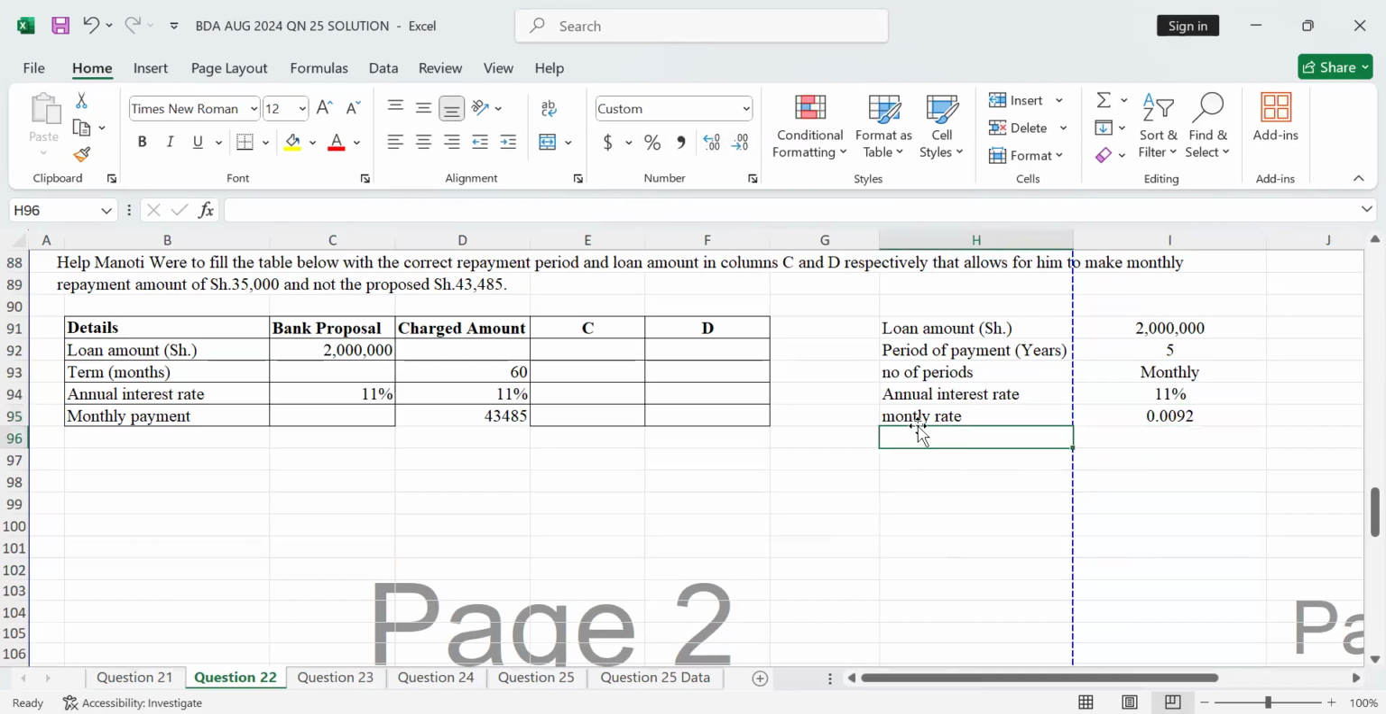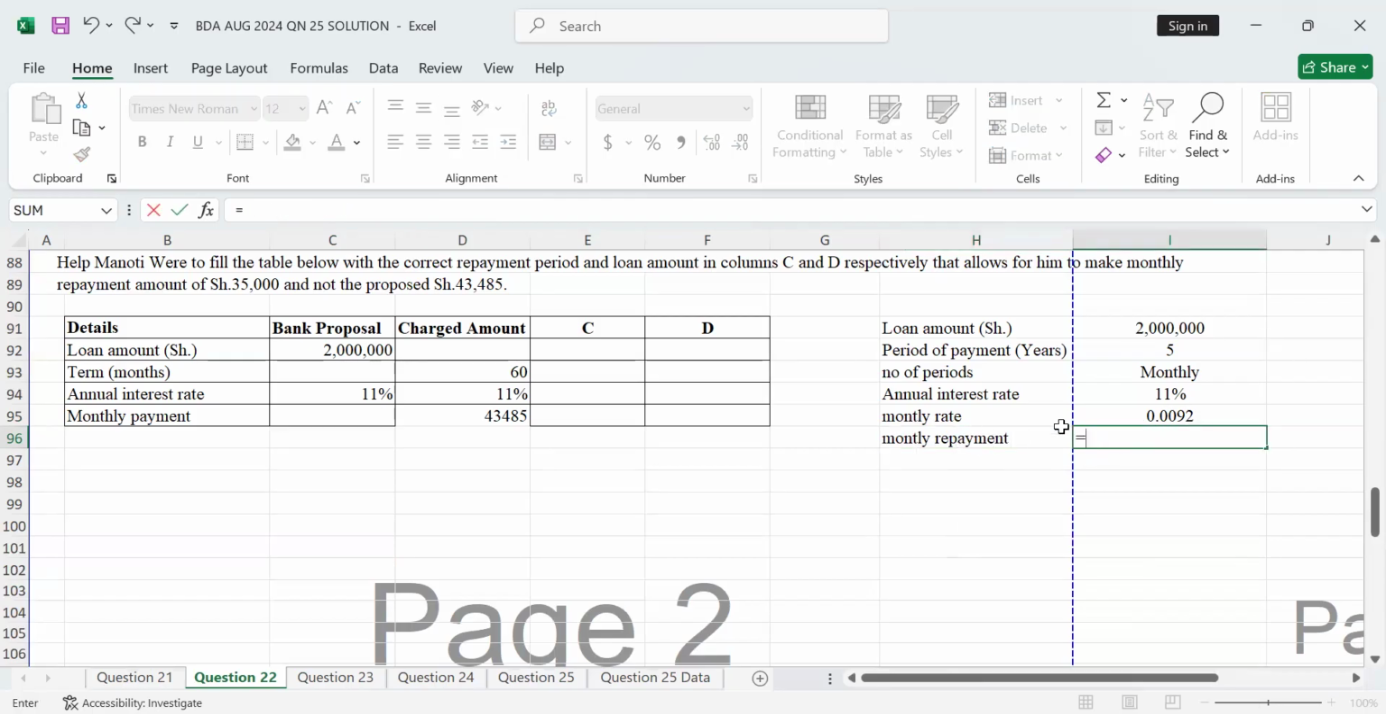That way. Then the other one is monthly repayment. So here we use a formula. Monthly repayment will be given by equals PMT. And remember I said you start with a negative. So minus PMT.